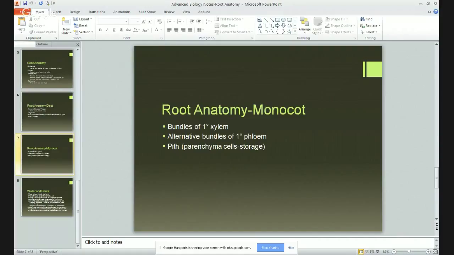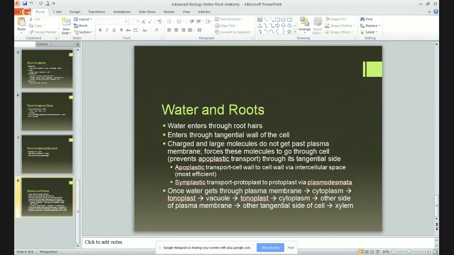We're going to look now at how water gets through, which is why we went into the tangential, radial, and transverse walls. So water is going to enter through your root hairs. We're on the back side here of your diagram. If you look at the very bottom, that last one we were talking about, the Casparian strip there.